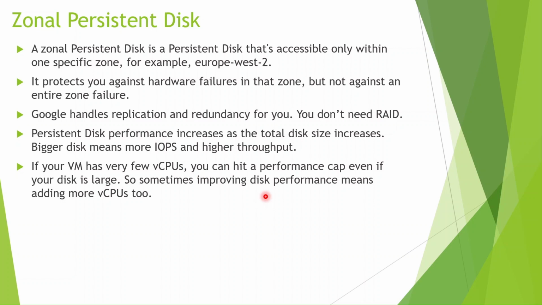If you have two vCPUs and you are using a 2 TB disk, you can hit a performance cap, because once you increase the disk size, you need more CPUs also so that your machine can perform accordingly. It doesn't mean that just increasing the disk size will give you more IOPS and throughput. That is not possible. Sometimes you have to add more vCPUs too.